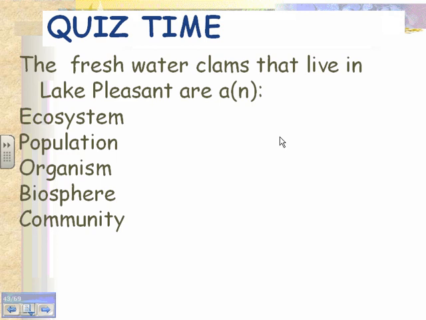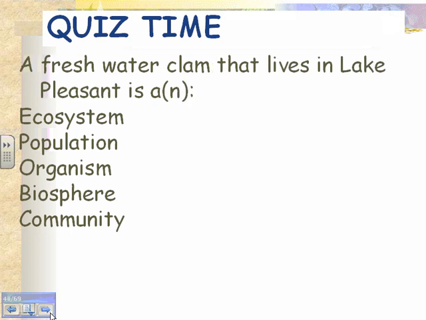The freshwater clams, only the clams, but all the clams that live there are a population. The freshwater clam that lives in Lake Pleasant, as in one freshwater clam, is an organism.